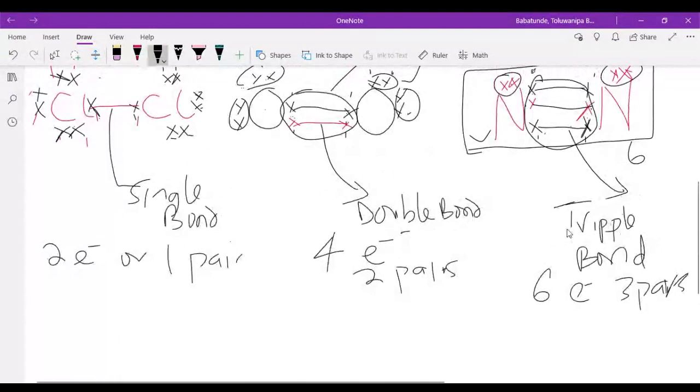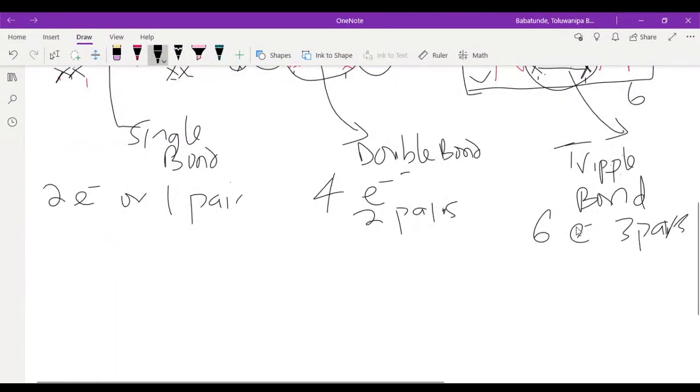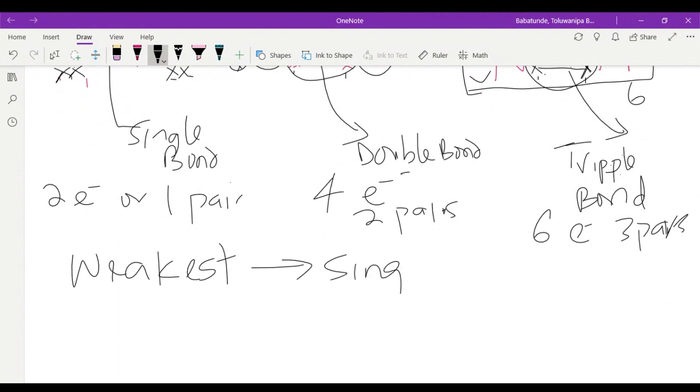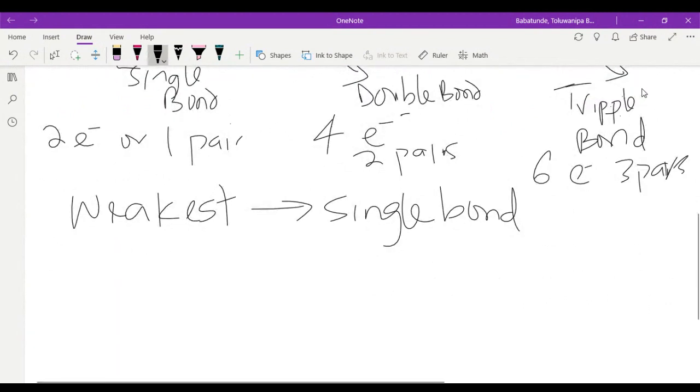So that is how we identify all these bonds. And for these bonds that we have, single, double bond, and triple bond, the weakest of these bonds is the single bond. Single bond is the weakest. And the strongest of all these bonds is the triple bond.